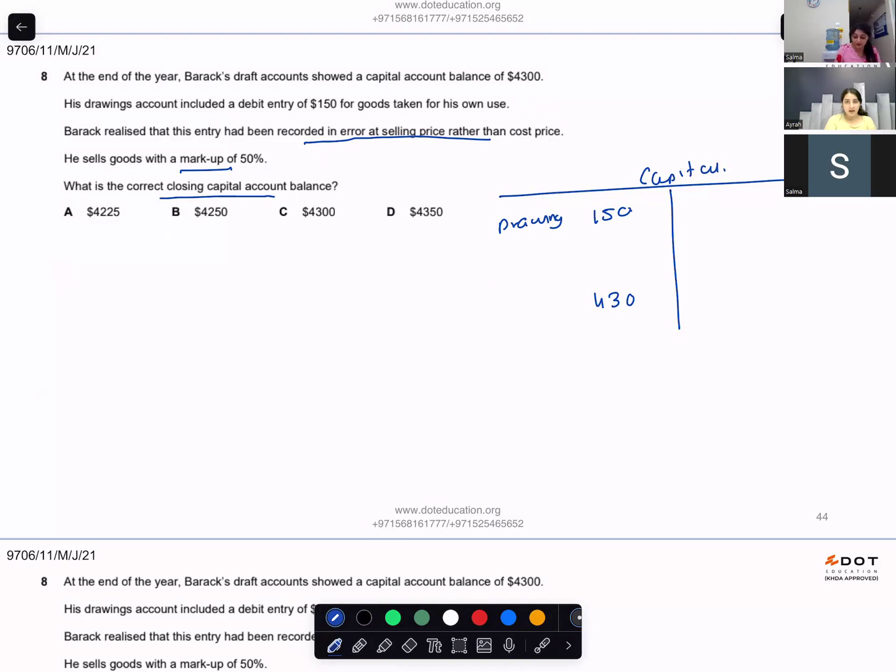So what is the correct closing balance? Even I did that, but the thing is that drawings don't come in the capital account, they come in the current account. So the balance will remain as it is. It'll remain 4,300 only. Because even I did the same thing and I didn't get the right answer. Are you sure? Yeah.